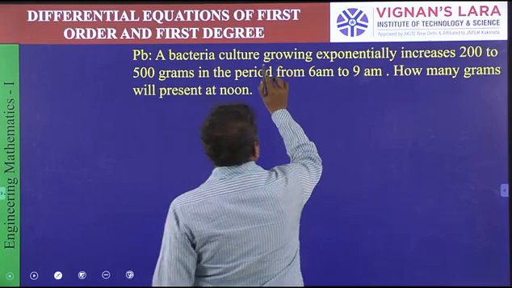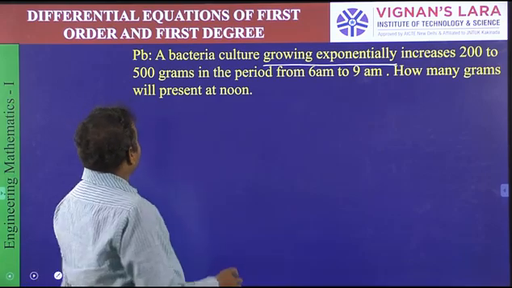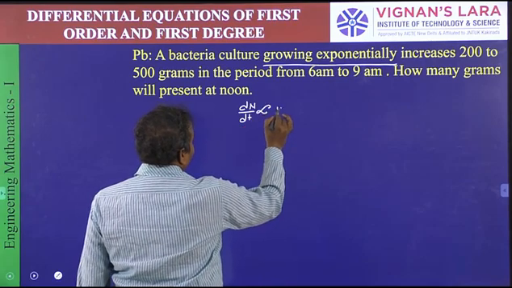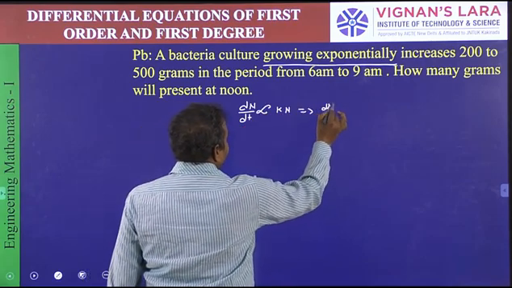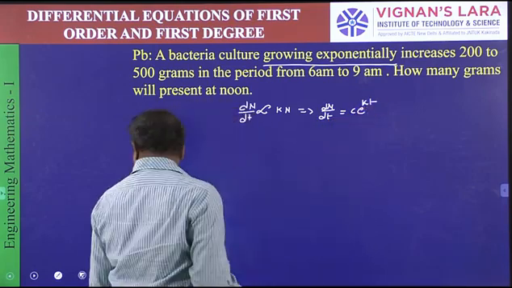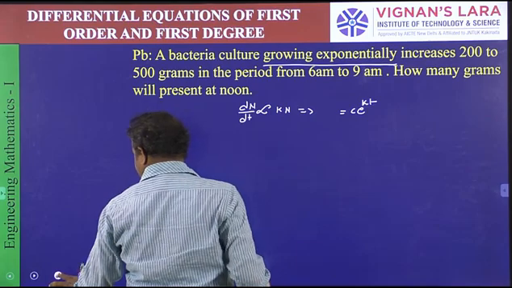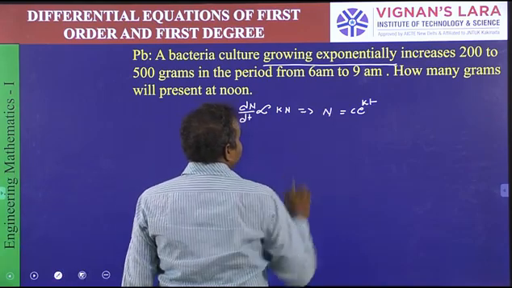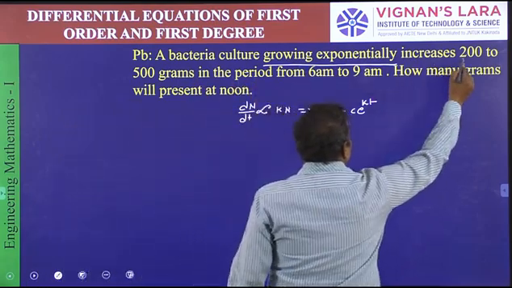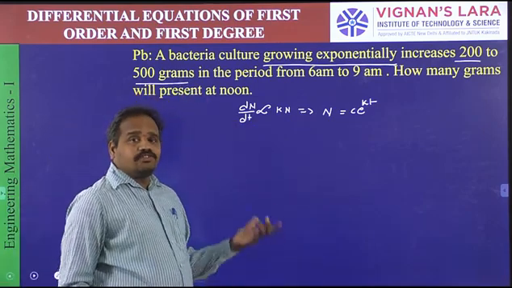A bacteria culture growing exponentially means dN by dt is directly proportional to N. Increasing state means dN by dt is proportional to N, so N is equal to C into e power kt. Now see the problem. Bacteria culture growing exponentially increases from 200 to 500 grams.